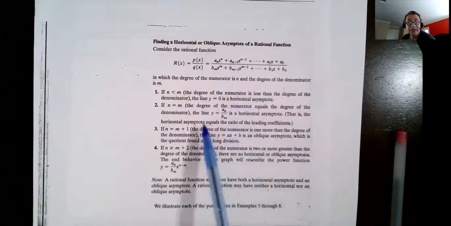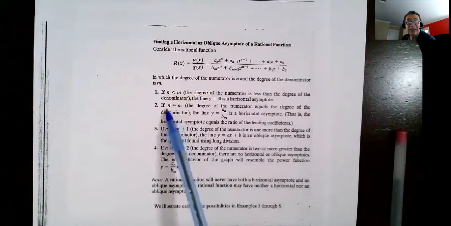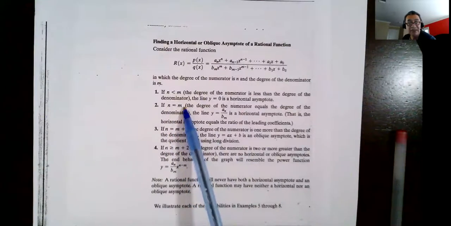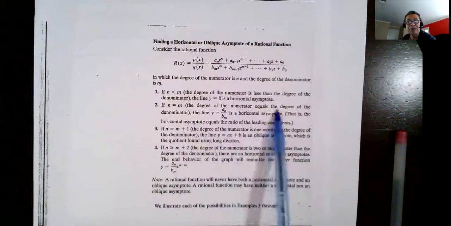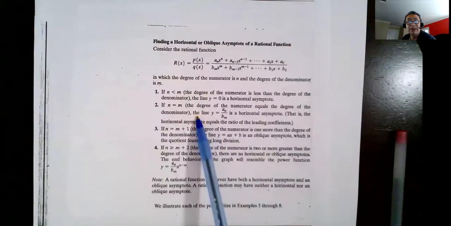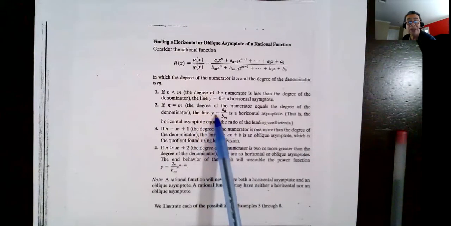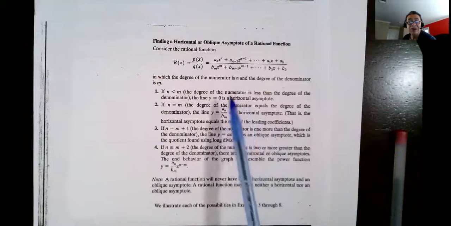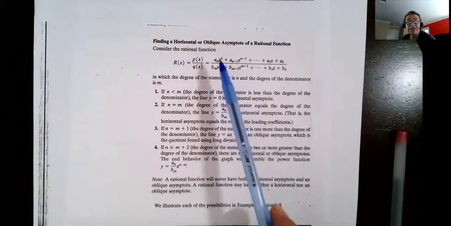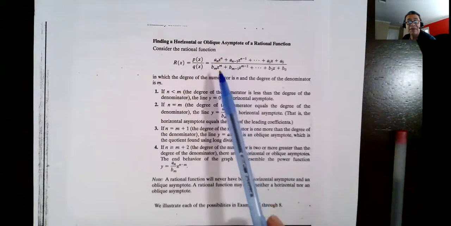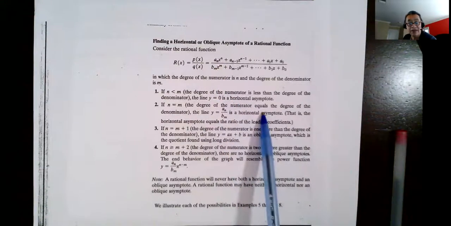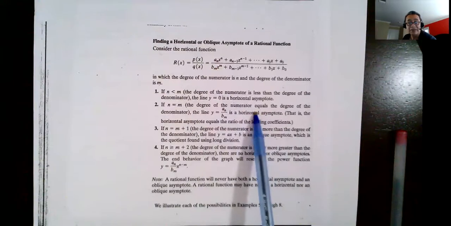Let's go to case number 2. If the degrees are the same, if n equals m, the degree of the numerator equals the degree of the denominator, the line y equals a sub n over b sub m is a horizontal asymptote. What would those values be? These values are the leading coefficients, a sub n divided by b sub m. That would be the horizontal asymptote if the degrees are the same.